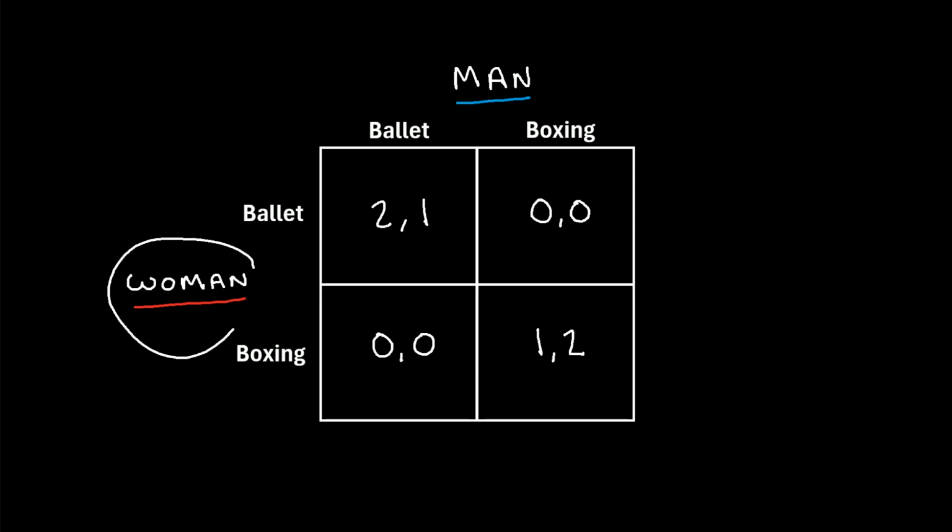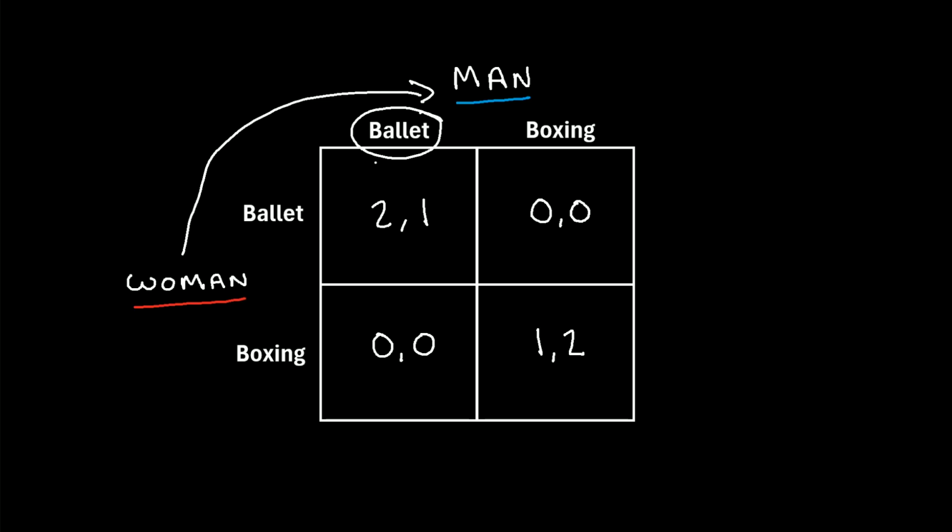So we'll start by imagining that we're the woman. Put yourself in the woman's shoes. She will say, okay, if the man chooses ballet, which should I choose? Should I choose ballet or should I choose boxing? Well, if I choose ballet, I have a payoff of 2. If I choose boxing, I have a payoff of 0. So obviously 2 is the better payoff. So I should choose ballet. So let's underline that too. And then the woman will say, okay, but what if the man chooses boxing? Should I choose ballet or should I choose boxing? Well, boxing offers the higher payoff of 1, so I should choose boxing. So let's underline that one red as well.